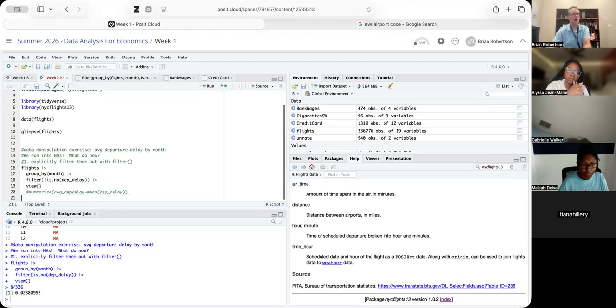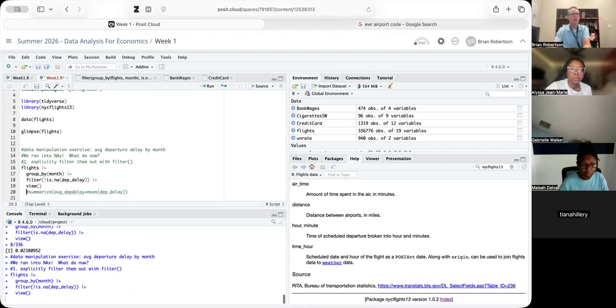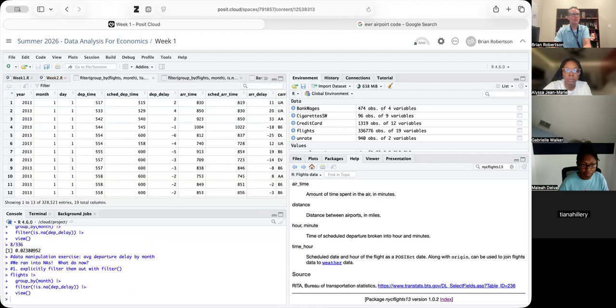If I put that exclamation point in front of the is.na, what do I get if I do that? Right now I get values in here, and like we said, I get 328,000 observations that have some sort of value in here.